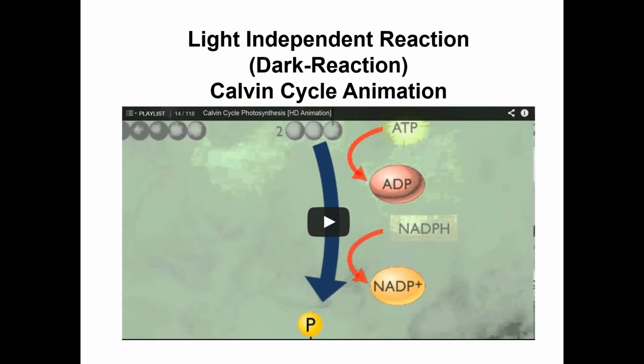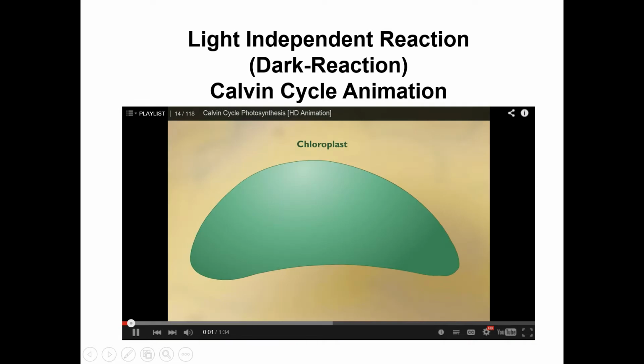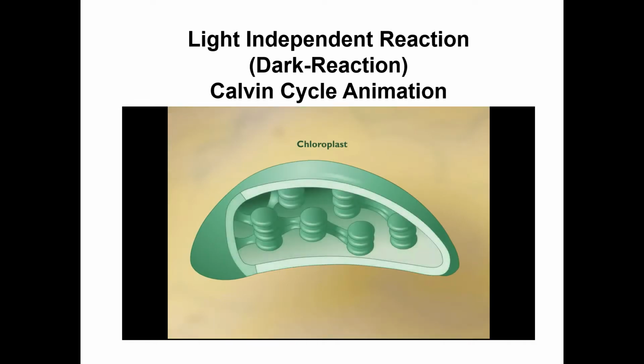Alright, so now we're going to talk about the light independent reaction. Alright, sometimes this is called the dark reaction, even though it isn't an appropriate term to use anymore, as well as the more appropriate term, the Calvin cycle. The Calvin cycle is a series of reactions that results in conversion of carbon dioxide into the organic molecules needed to build new cells. It occurs in the stroma, which is the area of the chloroplast surrounding the thylakoid membrane.